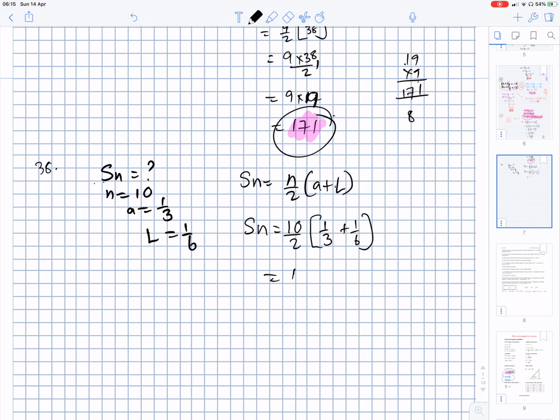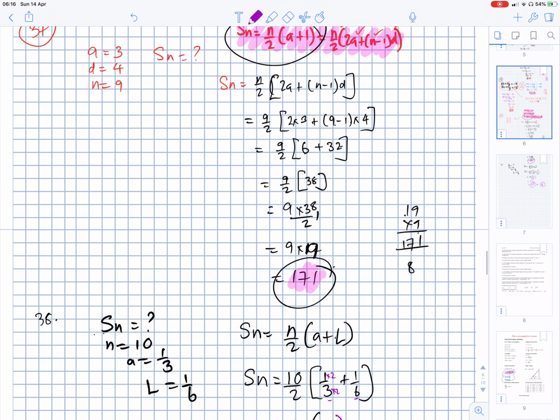So we're going to do 10 over 2, which is 5. And then on the inside, let's multiply this by 2 because that makes 6 and 6. So 2/6 plus 1/6 is 3/6, which is basically half. So this is going to be 5 times half, which is 5.5, or 11 over 2. Okay, so that's number 38 done.